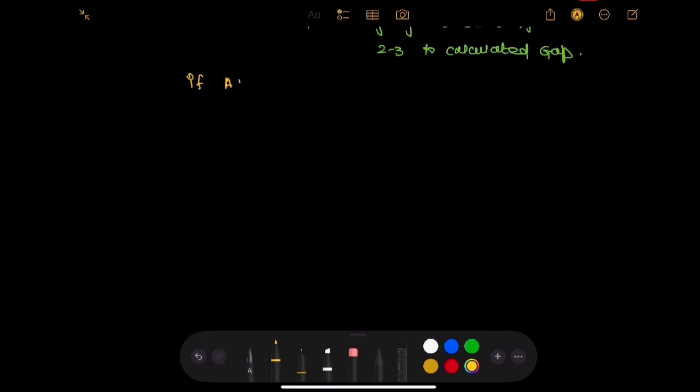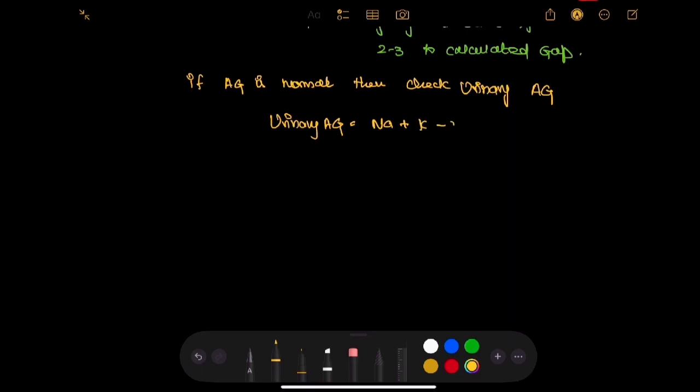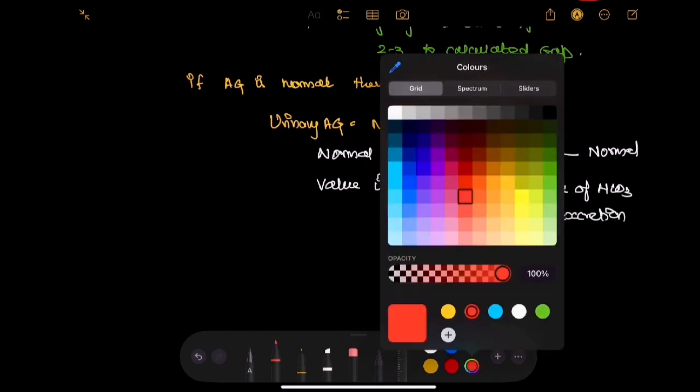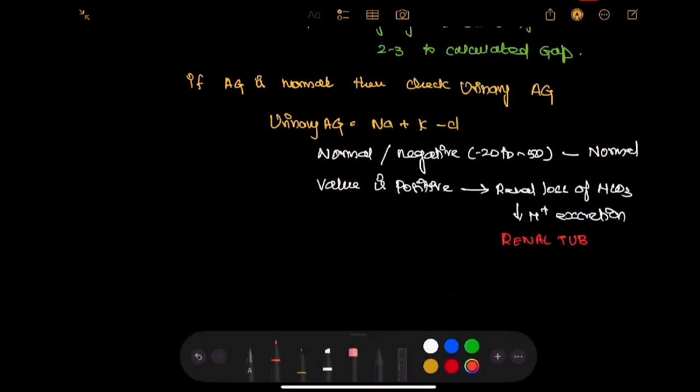If the anion gap is normal despite the presence of metabolic acidosis, then we have to assess the urine anion gap, which is nothing but the same anion gap difference in urine. The urine anion gap is the difference between sodium and potassium minus chloride, which usually will be in the normal or negative range of minus 20 to 50. But if the value is slightly positive or more positive, then there are high chances of distal renal tubular acidosis or chronic renal failure accompanying the condition that is leading to metabolic acidosis, because there will be loss of bicarbonate and decrease in H plus excretion.